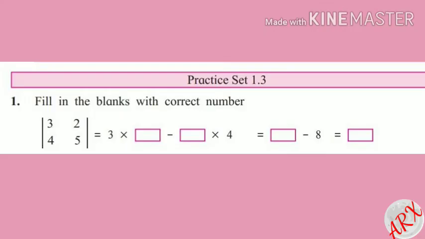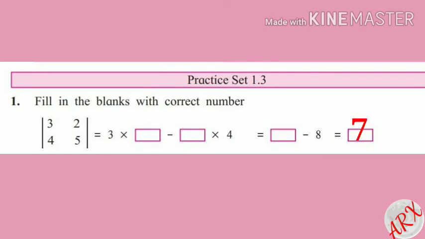Question number 1. Fill in the blanks with correct numbers. First, 3, 2, 4, 5 equal to 3 into 5 minus 2 into 4. We have to multiply the first element of the first row with the second element of the second row, minus the second element of the first row into the first element of the second row. Hence, the answer will be 15 minus 8 equal to 7.